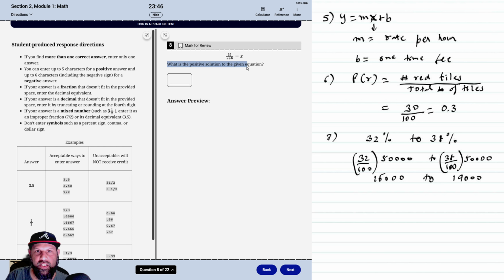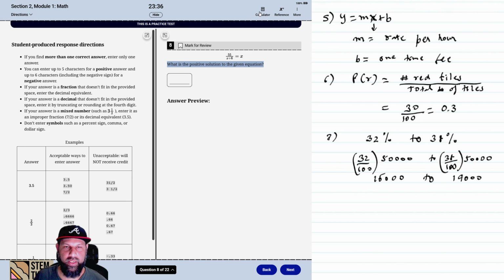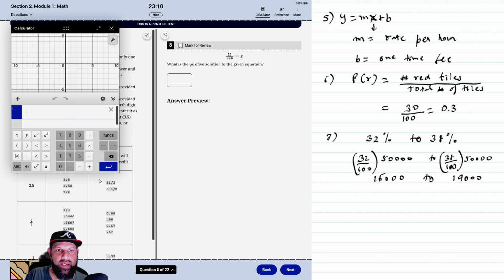What is a positive solution to the given equation? I forgot to mention that when linear equations or quadratic equations and so on come, I'm going to use Desmos to solve these problems. That will also help whoever is watching and going to be taking the SAT in getting familiar with the Desmos program, as well as understanding how powerful a tool Desmos is in solving problems like these.